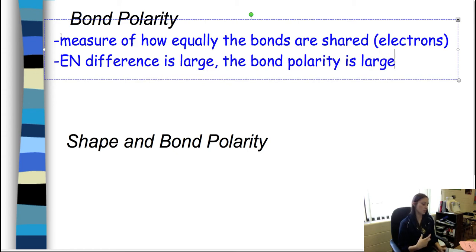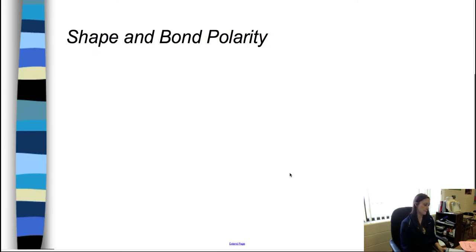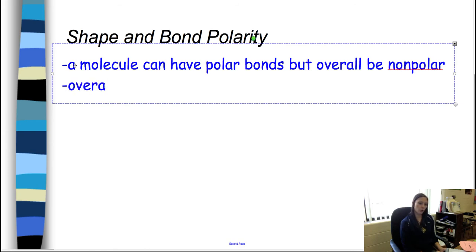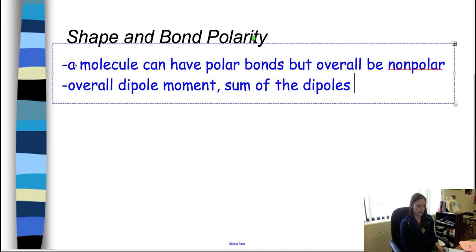So in a particular bond, if we now take the shape into consideration, you can have a molecule that has polar bonds, but the molecule overall is nonpolar. And then look at what's called an overall dipole moment. That's the sum of the dipoles, meaning the sum of the polarities. Dipole is just a fancy word for polarities. Dipoles, two poles, a positive side and a negative side.